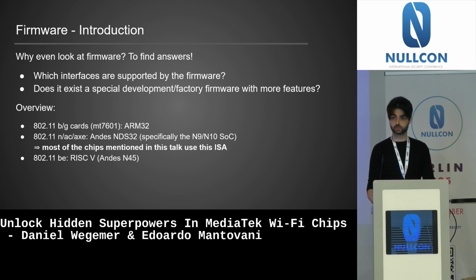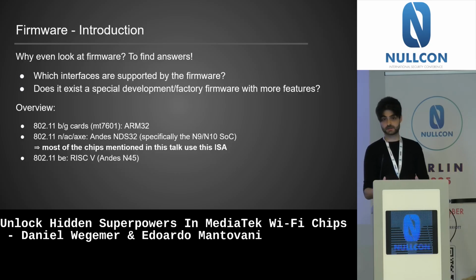And well, if we want to talk about Mediatek Wi-Fi firmware, we have at least three distinct types. For example, initially for Wi-Fi 4, the firmware was ARM32. Then it moved to an Andes NDS32, from Wi-Fi 4 until Wi-Fi 6E. So essentially every chip in this talk will use this instruction set architecture. Then the really latest chips make use of a pure RISC-V architecture, which is an Andes N45, still the same system on chip but a different ISA.